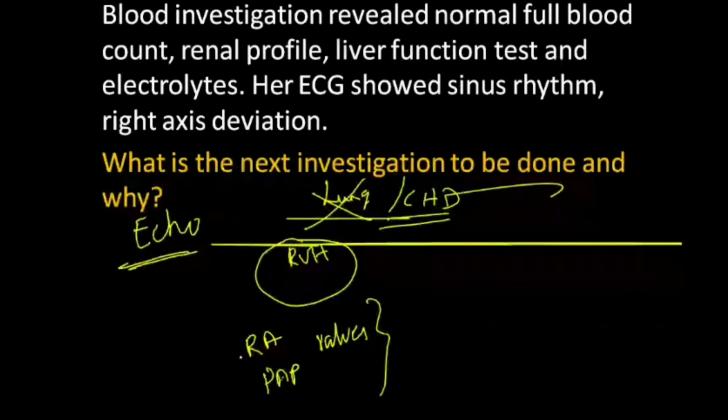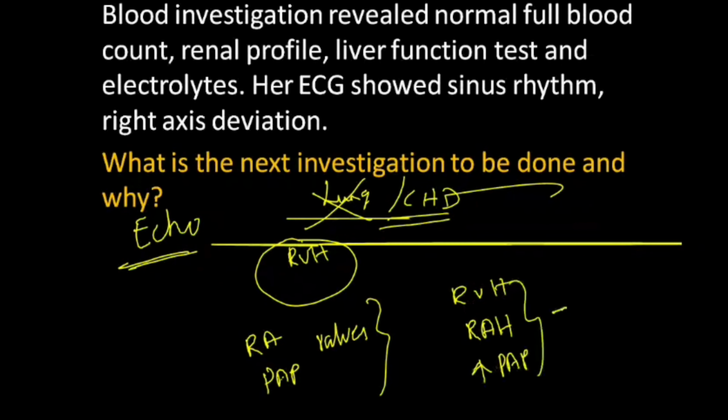If in this person we do echocardiography and that shows right ventricular hypertrophy, right atrium hypertrophy and also increased pulmonary artery pressure, then this will most probably point towards atrial septal defects. Then you have to look for the septal defects. You can find what the defect is and based on that you can further go on with the management. So that completes this case discussion.